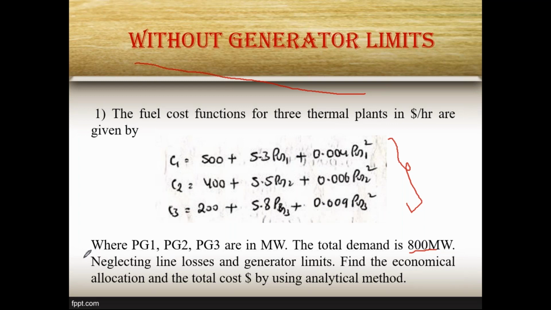Next, see, this is the most important. You should know about this. The problem says neglecting line losses and generator limits. This problem belongs to the second method of scheduling, because in the second method we are not considering the line losses. In case 1 we are not considering the generator limits, but in case 2 we are considering the generator limits. So these 2 points you have to observe: one is neglecting losses and the other generator limits. After that, find the economical allocation and the total cost in dollars by using the analytical method.